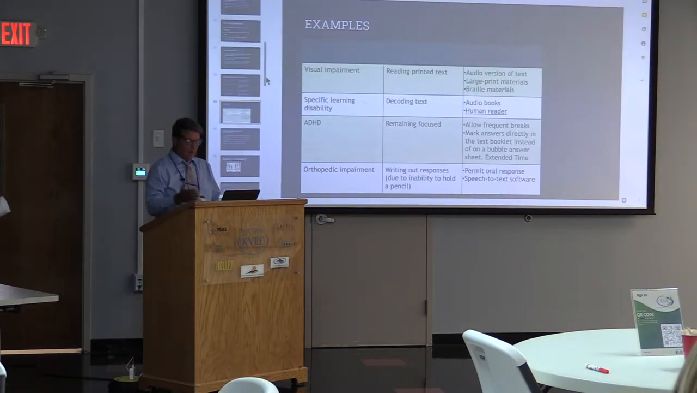Examples: visual impairment, reading print text. You can see the example of the accommodation. Decoding text, you have audiobook or a human reader. We've kind of already gone over that.